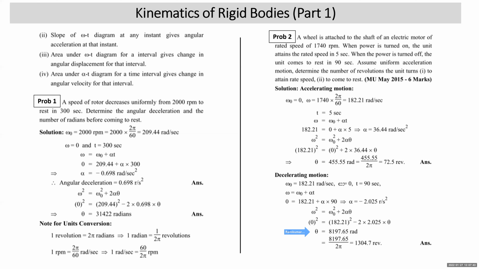All right. So it turns by 72.5 revolutions to attain the rated speed from rest. And from rated speed to rest, it takes 90 seconds and it turns 1304.7 revolutions. Basically, in these two problems, we have understood how to apply equations of motion for constant acceleration rotary motion.